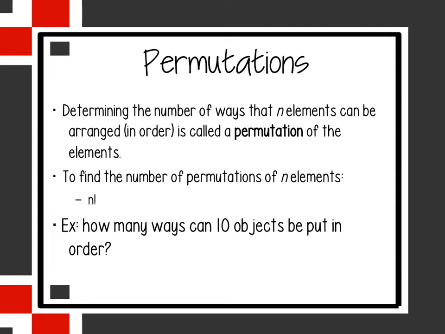So what is it called when we multiply a number, one less, one less, one less, one less? It's a factorial. So permutations are found using factorials. So however many options you have, factorial would be how you find permutations. So if I'm trying to figure out how many ways 10 objects can be put in order or arranged, you're gonna look for words like that. My answer is a permutation, which would be 10 factorial.